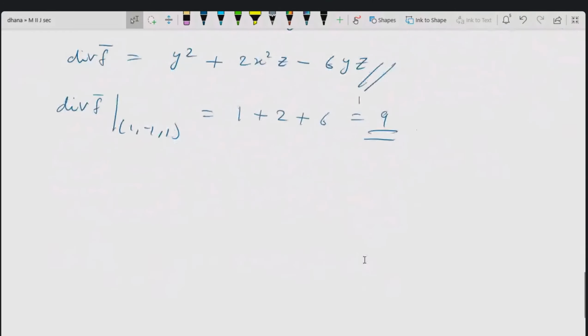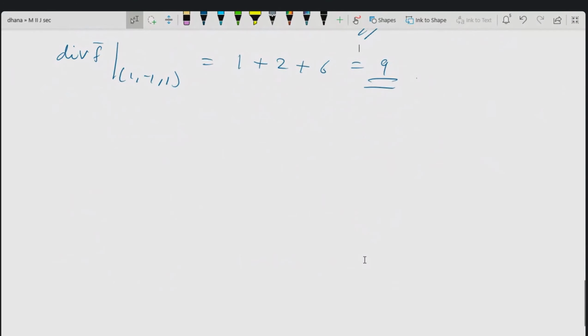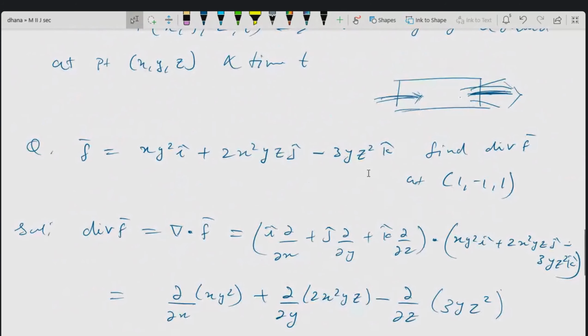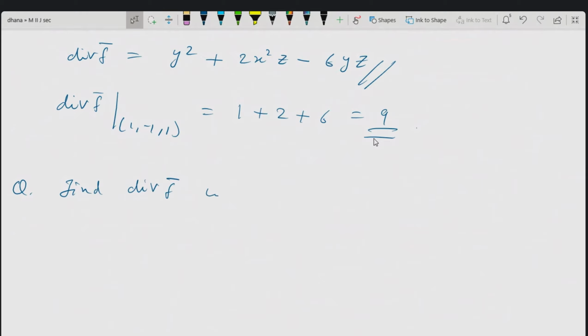Now sometimes they will define your f bar in a certain manner. In this problem, f bar is given directly. But now I will define my f bar in a certain manner and ask you to calculate the divergence of f bar. Suppose for example, you need to find divergence of f bar when f bar is given as gradient of x cube plus y cube plus z cube minus 3xyz.